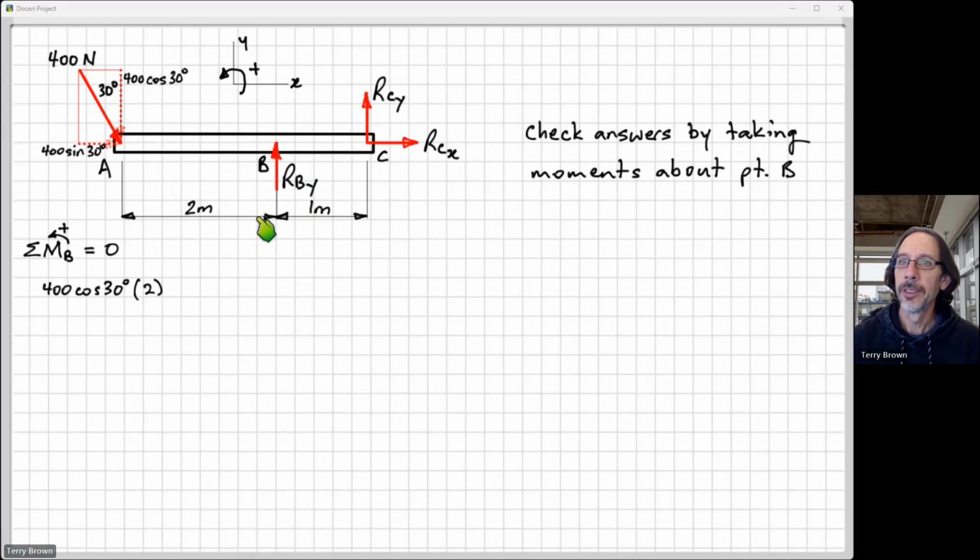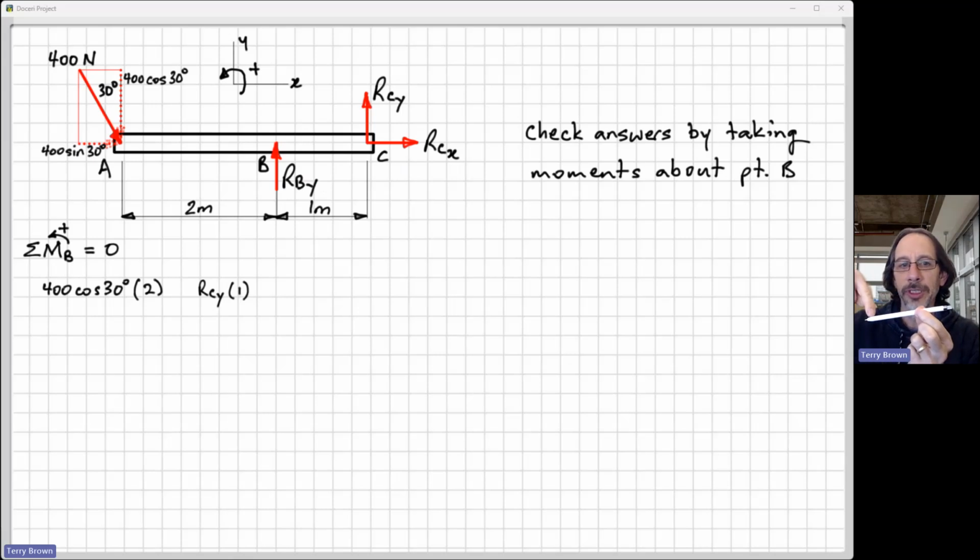So it's going to be positive. So let's move on to the next one. RBY passes through point B, so that has no moment. And then we have RCY. Again, let's have a look and see which way this rotates. We're rotating about point B this time. So let's see about point B.